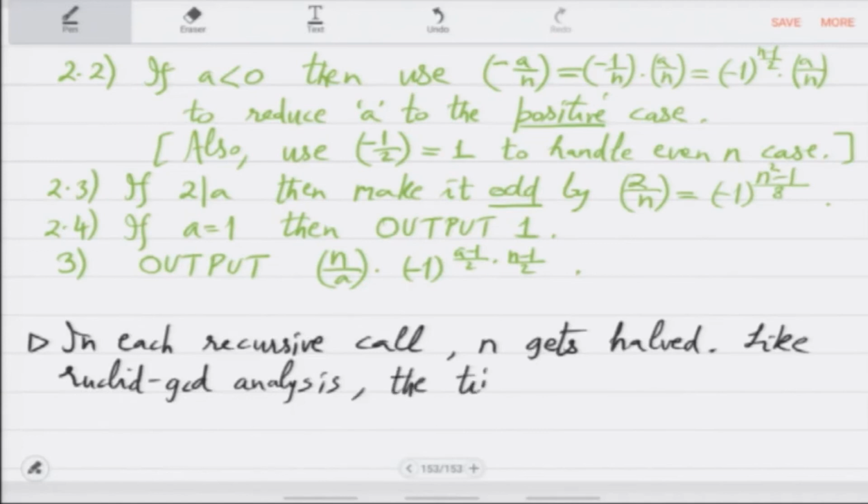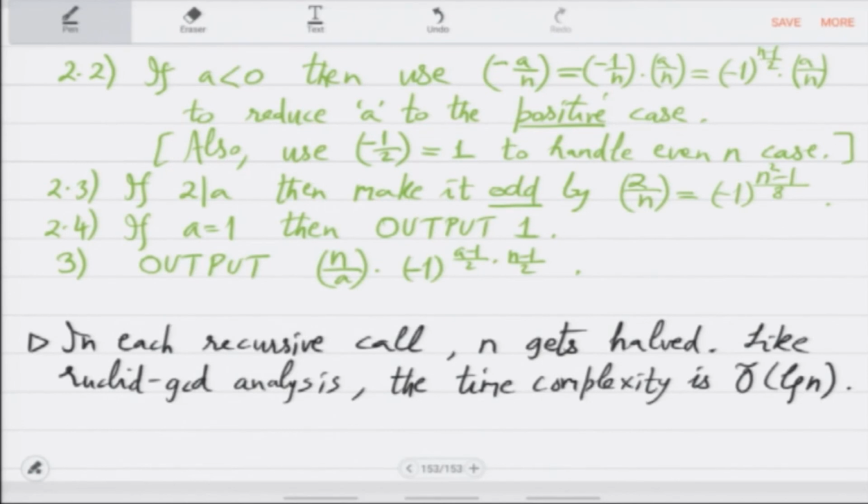The time taken by this algorithm is only linear. This is an O tilde log n time algorithm to compute the Jacobi symbol. So the Jacobi symbol can be computed very fast. This is what we have learnt.